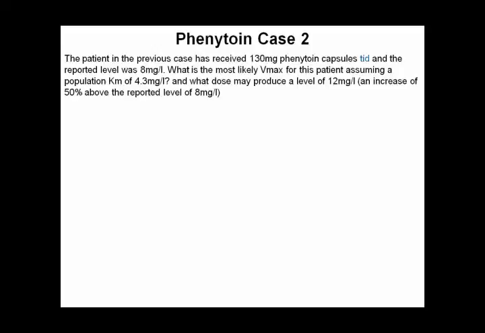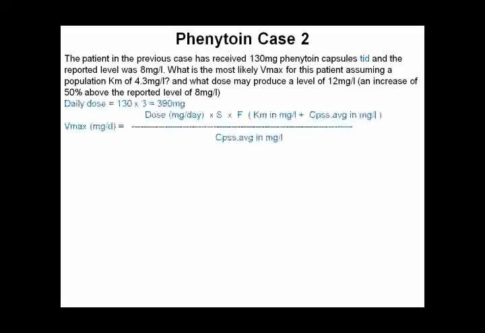Now remember, the level is 8 now. You cannot increase the dose by 50% to get a level increased by 50%, from 8 to 12. You will be making a big mistake. The level probably will be more than double if you increase the dose by 50%. To illustrate this, we're going to do the calculation. The daily dose is 390 milligram per day.